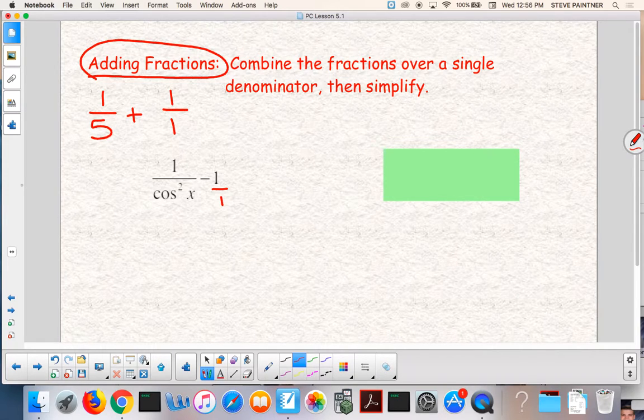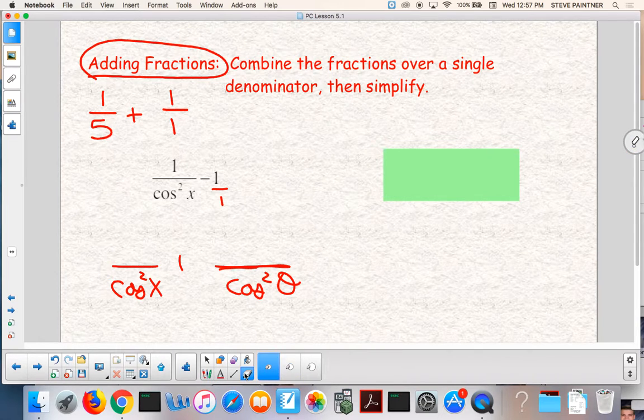What's the common denominator? 5. 5 times 1 is 5. What's the common denominator? Cosine squared. This times 1 is cosine squared. Okay, so it's really just cosine squared. Oops, that's a minus. Cosine squared. It doesn't look like a minus. No, it isn't. Not yet, but it will be.